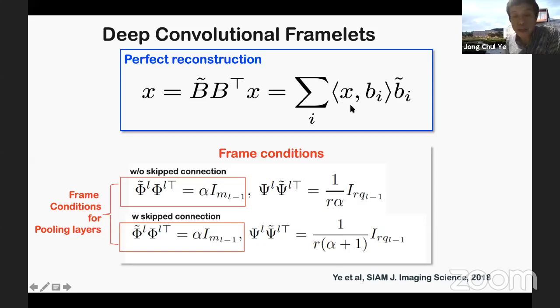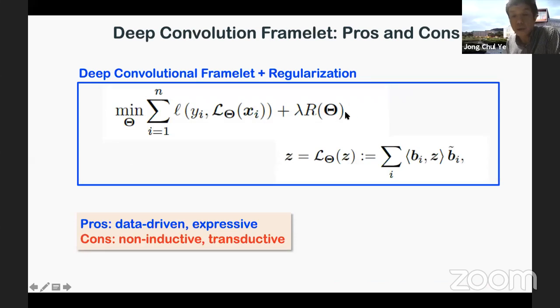However, this perfect reconstruction condition is not what we need. If we can combine this with an optimization algorithm with a regression term, you can do it again. This becomes a more expressive representation because we have multiple layers, so the filter's receptive field becomes larger. And it is also data-driven because the filter is learned from the data itself. However, we need to solve this optimization problem for each measurement data. So it is not inductive, and this is a computationally expensive operation.